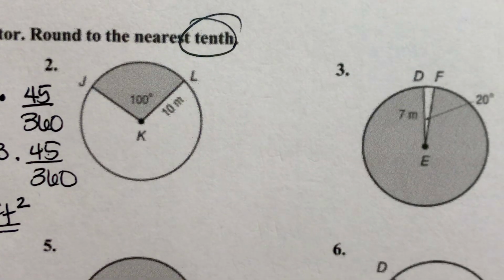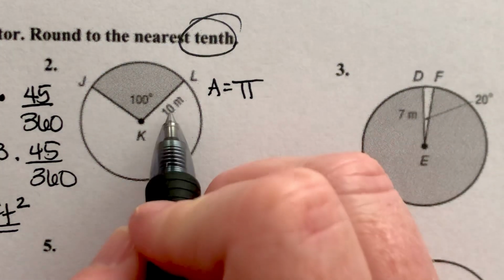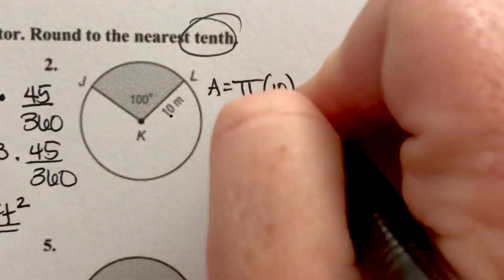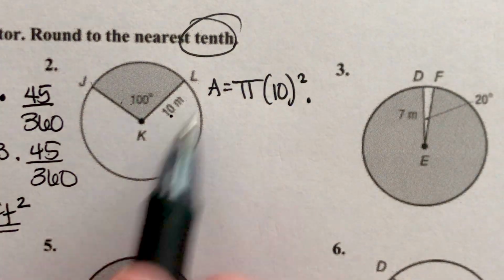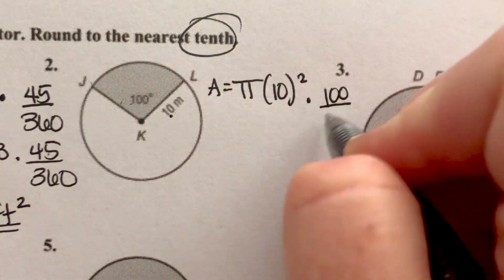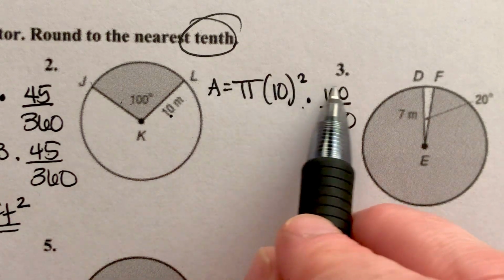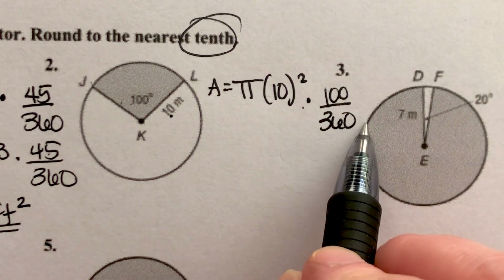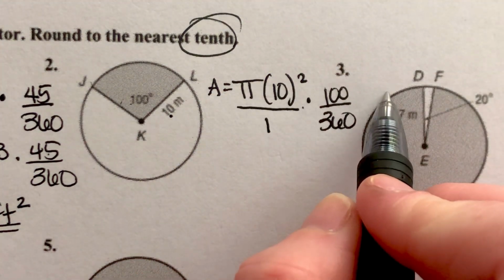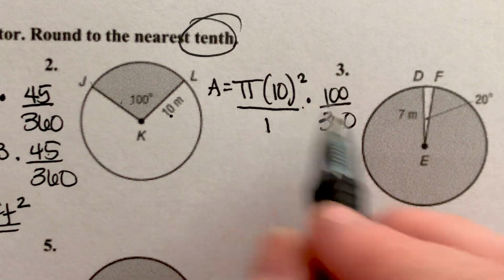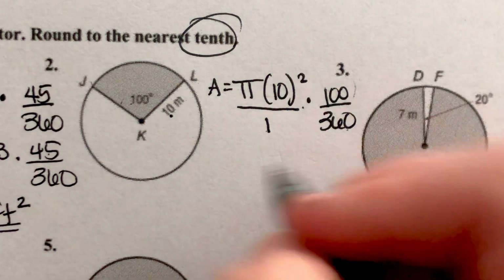Okay, next one, same thing. So the area of the whole circle is pi times the radius squared. Radius is 10. And then we're going to multiply that by just our little slice. So this is 100 degrees out of a full 360. When you multiply fractions, remember you just multiply straight across the top and straight across the bottom, right? So it's like saying this is over 1. I'm going to multiply everything on top, and everything on the bottom is going to be 360. So whatever I get on top, I'm just going to divide by 360.